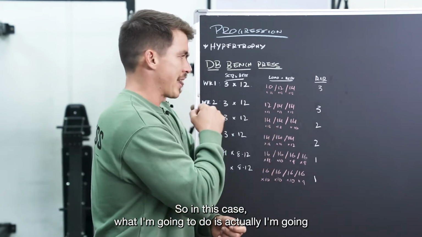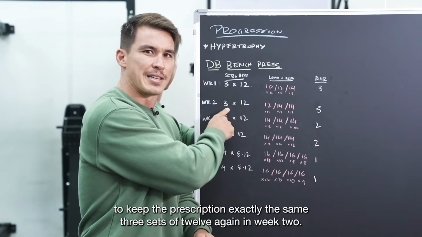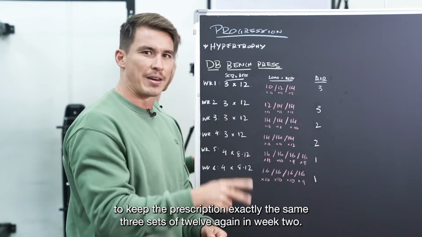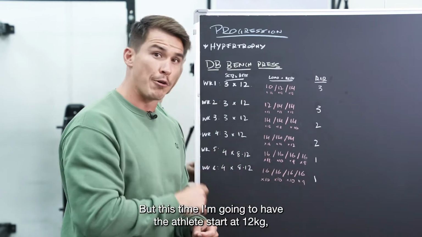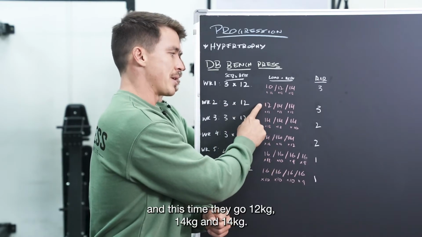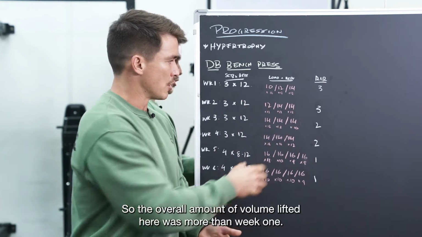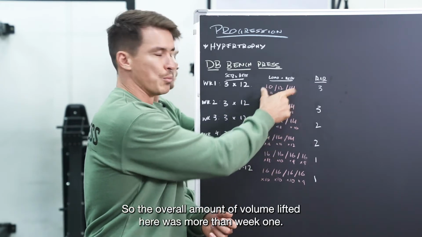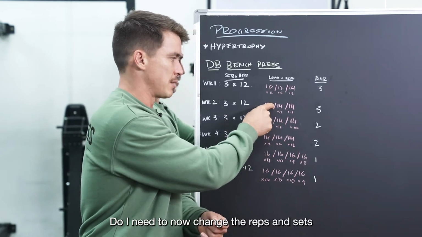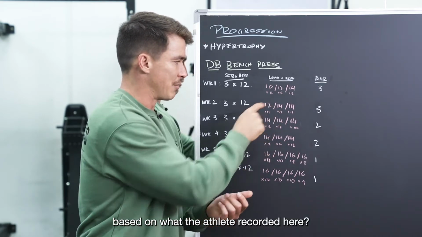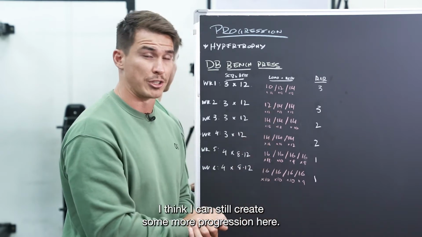So in this case, I'm going to keep the prescription exactly the same: 3 sets of 12 again in week 2. But this time, I'm going to have the athlete start at 12 kg. And so this time they go 12 kg, 14 kg, and 14 kg. So the overall amount of volume lifted here was more than week 1. Now, do I need to change the reps and sets based on what the athlete recorded here? No, I don't. I think I can still create some more progression here.